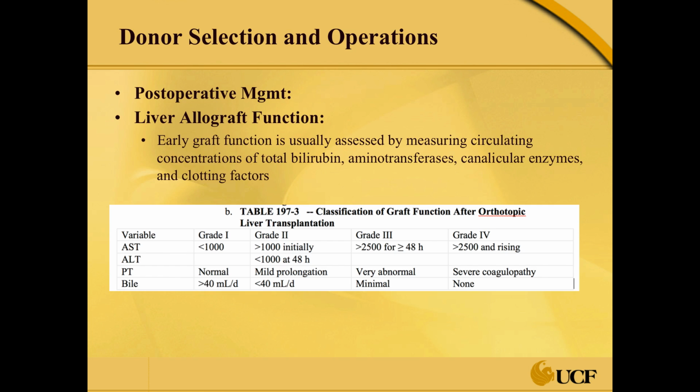And you can see that one of the most sensitive measurements that we're going to see here is going to be your AST, okay? Your ALT only comes into play in grade 2. Your PT, which starts to prolong at grade 2. And then your bile. And the bile in grade 1 is greater than 40, and then finally it lessens to less than 40 in grade 2. It becomes minimal in grade 3 with none in grade 4, which would be a grave sign, obviously, for us.